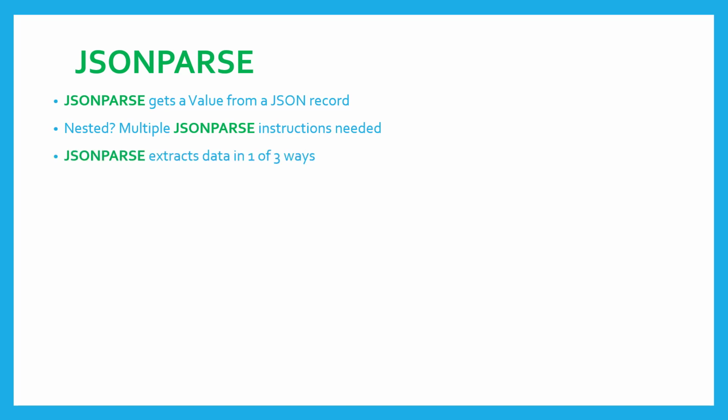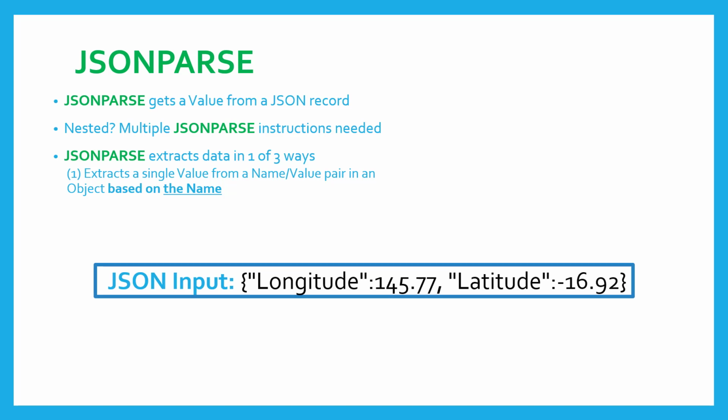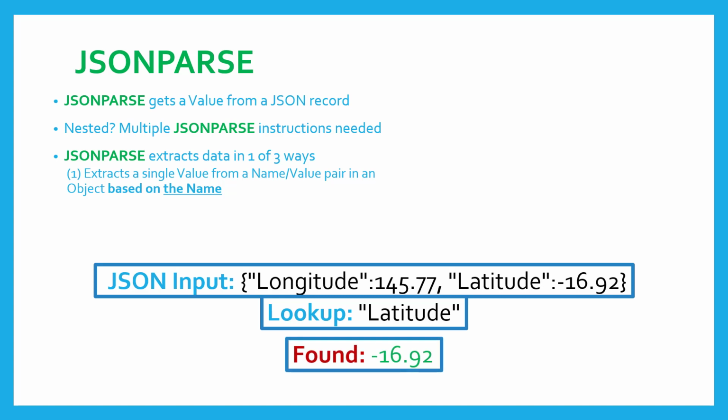Each individual JSONPARSE instruction you use extracts data in one of three ways. The first way is it extracts a single value from a name-value pair in an object based on searching for the name. In other words, it will search the top-level objects in a JSON record looking for the name you specify. When it finds it, it gives you the value portion of that name-value pair. This implies, of course, that you already know the name of the name-value pair that you're looking for. So, for example, if the record looks like this, containing two name-value pairs, and you tell it to look up latitude, it will search the object, find latitude, and return its value of minus 16.92.